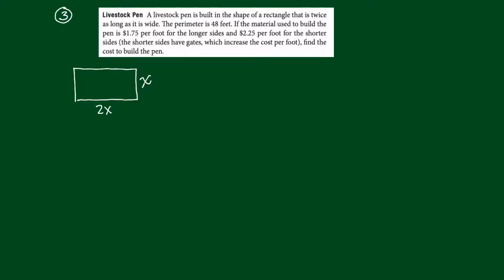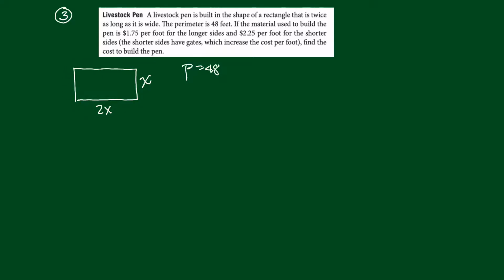Now what else do we know here? Perimeter is 48 feet. Okay, I'm going to write that right here. The perimeter is 48 feet. And then I'm going to think, how do we get the perimeter? Well, to get the perimeter, I just add up the lengths all the way around.